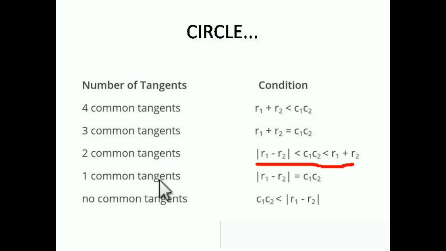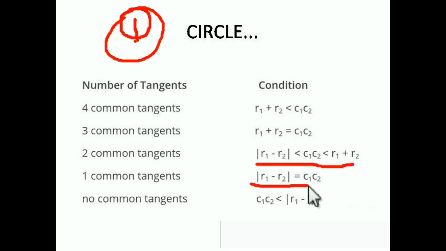Now 1 common tangent means they are touching internally, like this. In this case, it is also easily visible that the distance between the two centers, that is C1 C2, is equal to the difference between the radii, that is modulus of R1 minus R2 is equal to C1 C2.